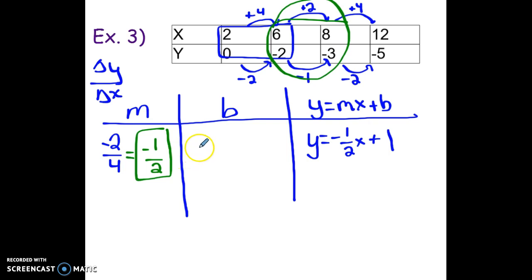So once you use negative 1/2, you should be able to solve for your y-intercept and end up with y equals negative 1/2 x plus 1. So I know I've given you a lot of information. Right now you're going to get with a partner of your choice and practice a few more of these problems that you're going to see on the next slide.